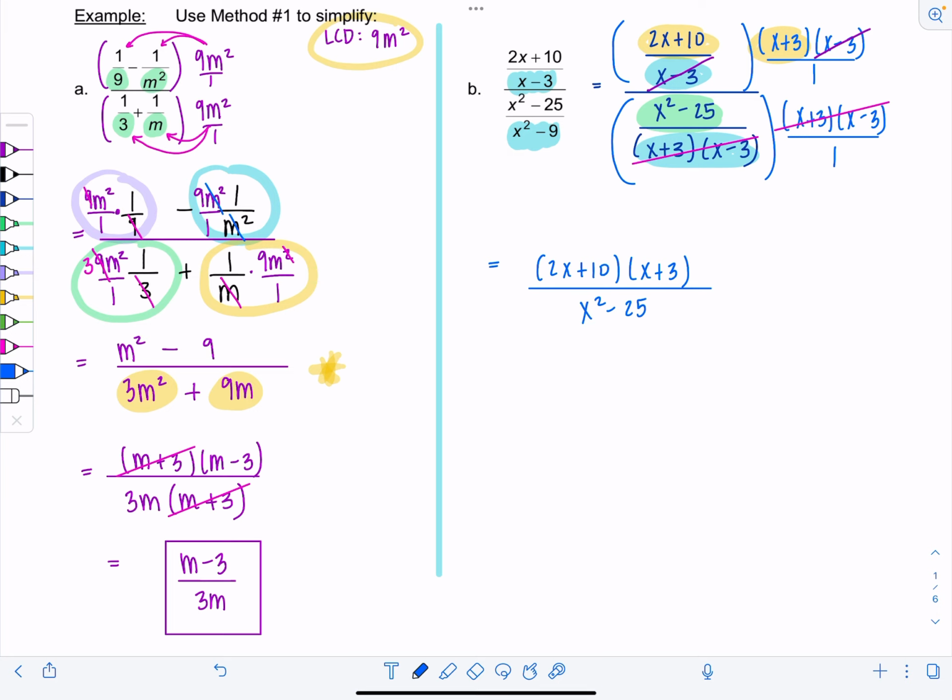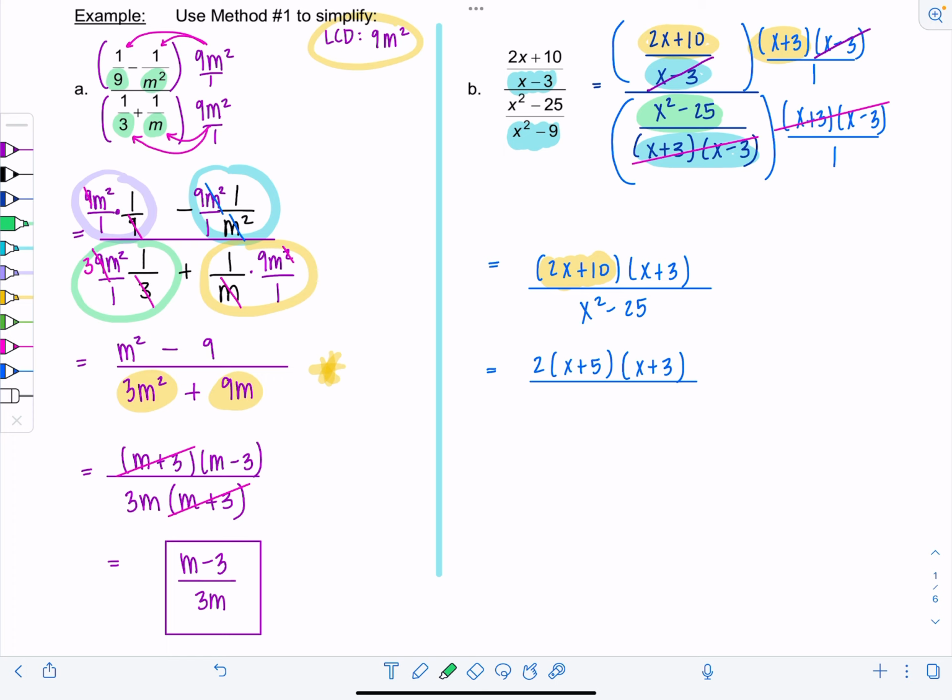Okay, perfect. Now remember, you are not allowed to do any canceling until the numerator and denominator are both fully factored. So not everything is factored. Let's go ahead, take care of that. I'm going to turn my attention to this 2x plus 10. I can take a 2 out, right? So we have 2 times x plus 5 times x plus 3.